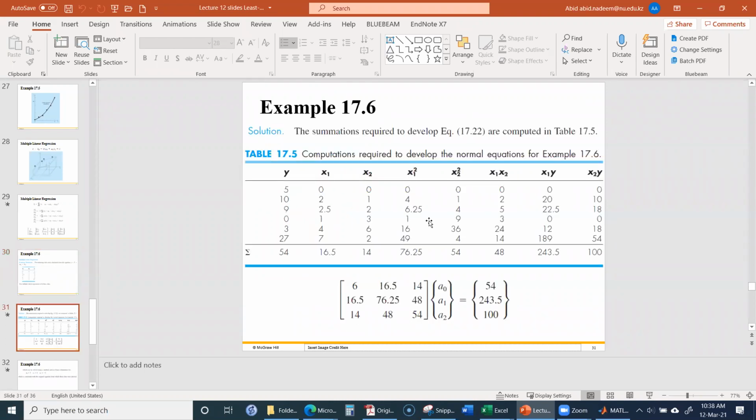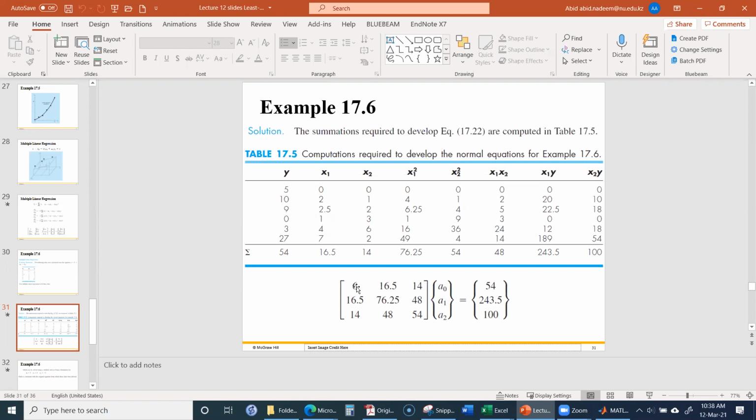So for fitting these data, we need to find these values: sum of y, x1 square, x2 square, x1 x2, x1y, and x2y. And then rearrange these values in this equation. Okay, so 6, 16.5, 16.5, 14 and 14, 48 and 40. Here you can see that we are getting a very symmetrical equation. So there is a pattern in this equation.